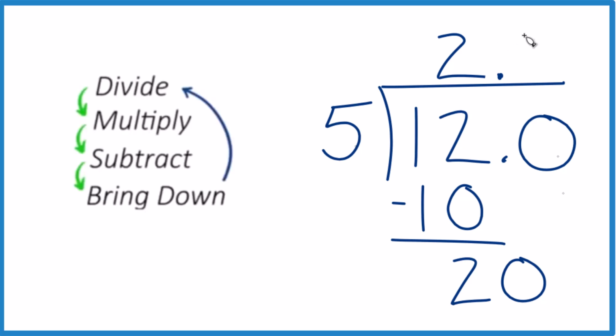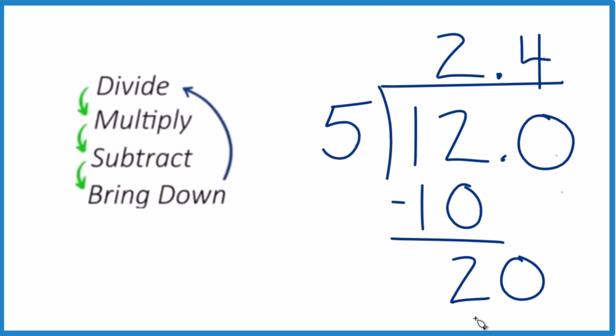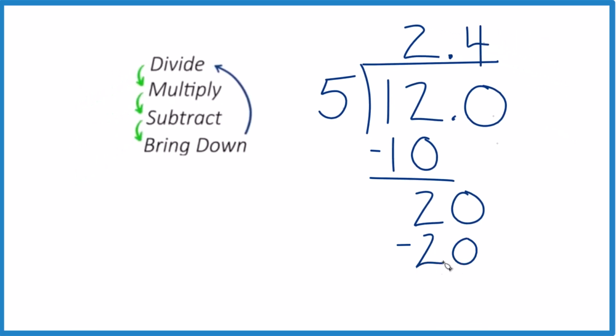5 goes into 24 times. 4 times 5 is 20. We subtract 0, no remainder. We're done. So 12 divided by 5 is 2.4. If you take 2.4 times 5, you'll get 12.